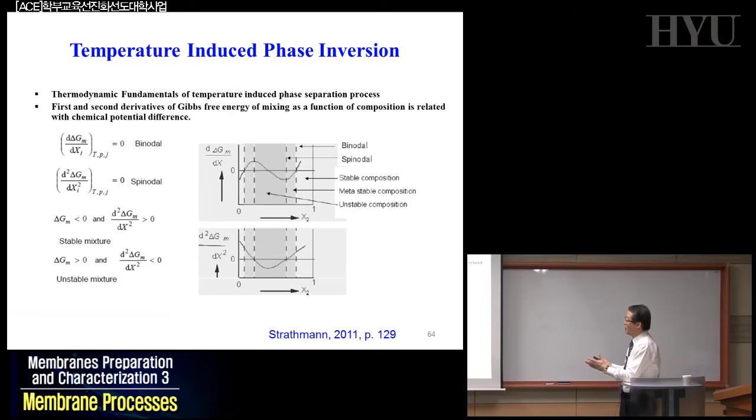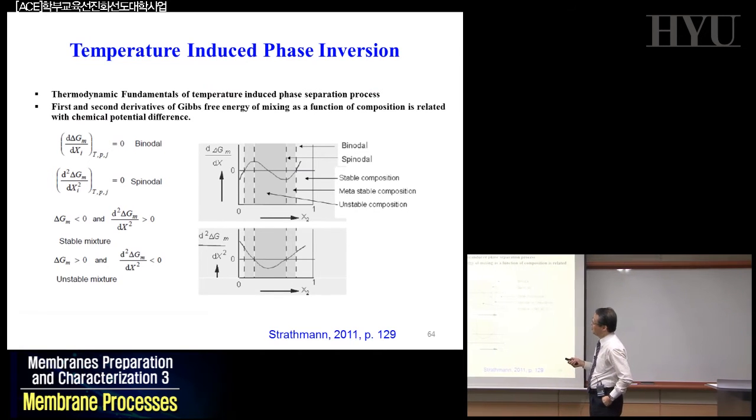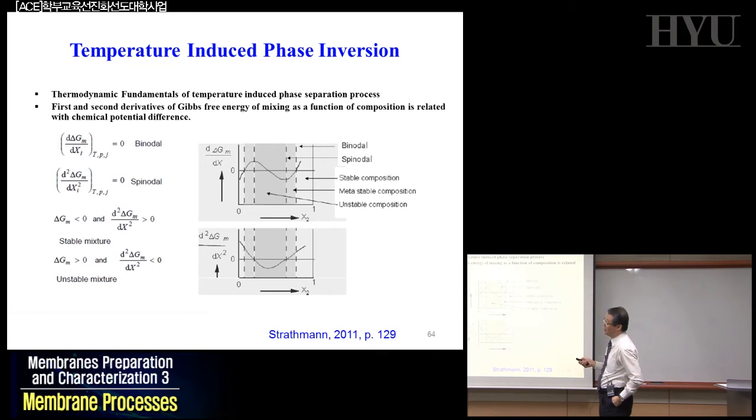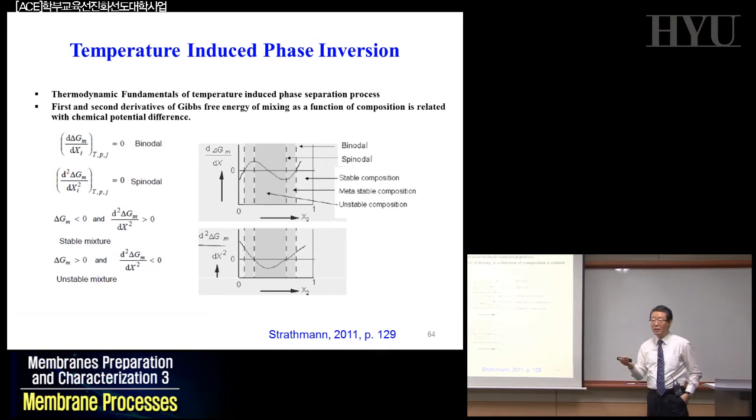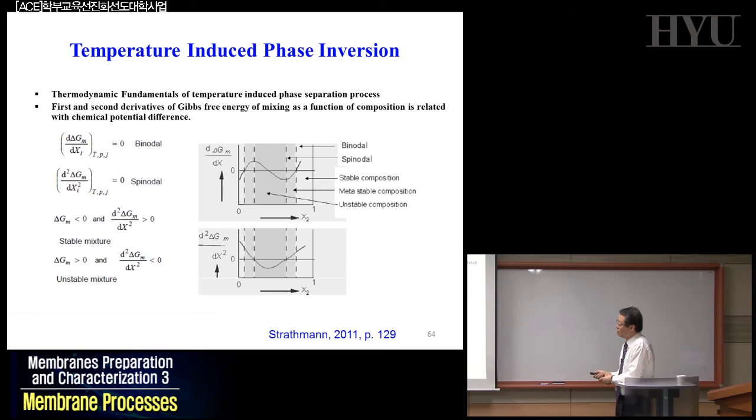Spinodal points. The binodal point is the one where your chemical potential, defined as delta G mixing divided by the X derivative, the derivative is zero. It's called the binodal point. Your second derivative of the Gibbs free energy of mixing with the composition is called the spinodal point.